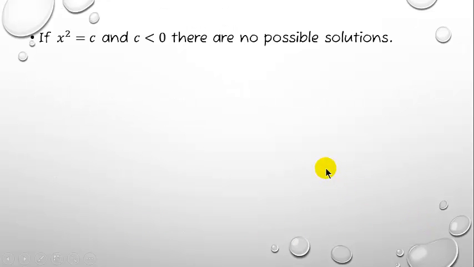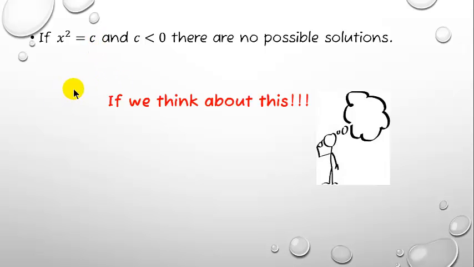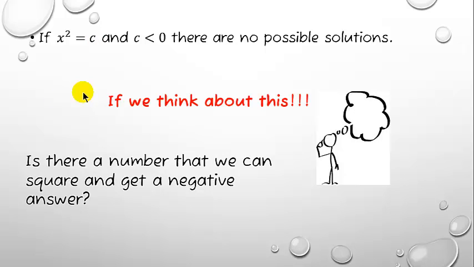If x squared equals c and c is less than 0, there are no possible solutions. Now what does this mean? c is less than 0, so it has to be a negative number. So x squared equals, let's say, minus 9. If you've got minus 9, are there any numbers that you can square and get a negative number, to get negative 9? That's something to think about. Is there such a number? No, there's not, but we'll talk about that later on as well.